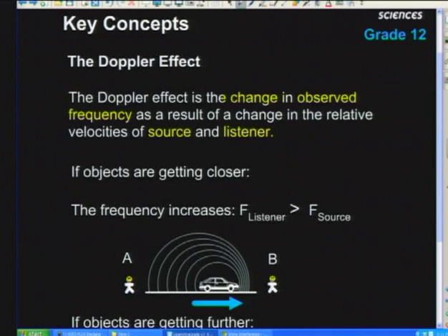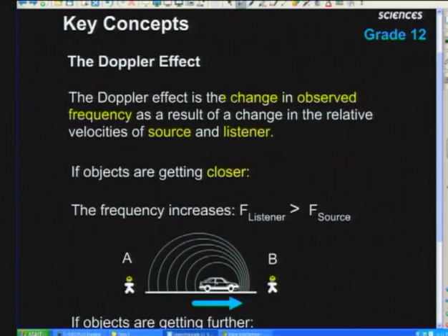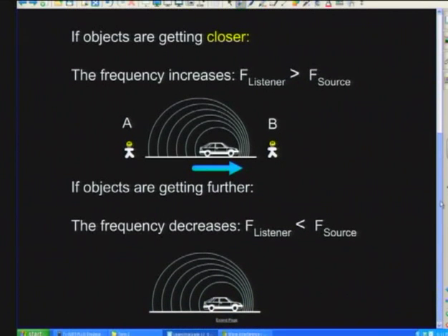Now we're going to start taking a look at those two words. I gave you a source, but I didn't introduce the idea of a listener. So now let's take a look at those two situations. You can be in multiple positions. So I'm going to take a look at objects which are getting closer, and objects which are getting further. Now let's highlight that on our screen.